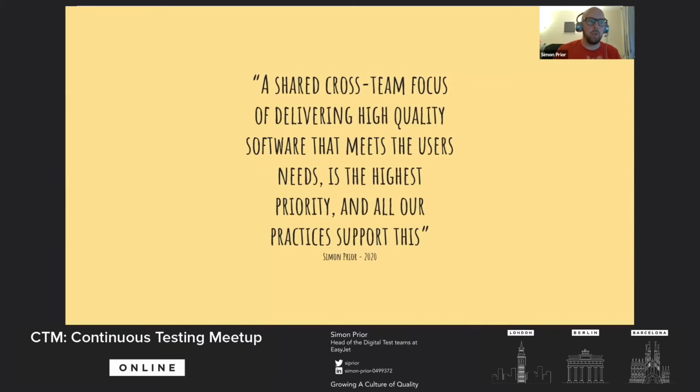For me, a cultural quality is that shared cross-team focus of delivering high-quality software that meets the user's needs, and it's the highest priority within the business, and all the practices across the business support that as well. So it really is that quality-first view where everyone understands the importance of quality. It's addressed from the very beginning. Everyone makes sure that you're engaged going forward throughout the project, so that it's never something that's left to the last minute.